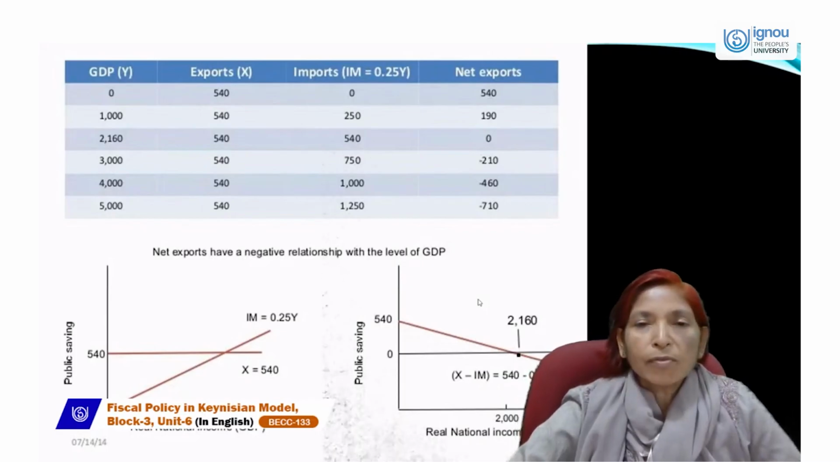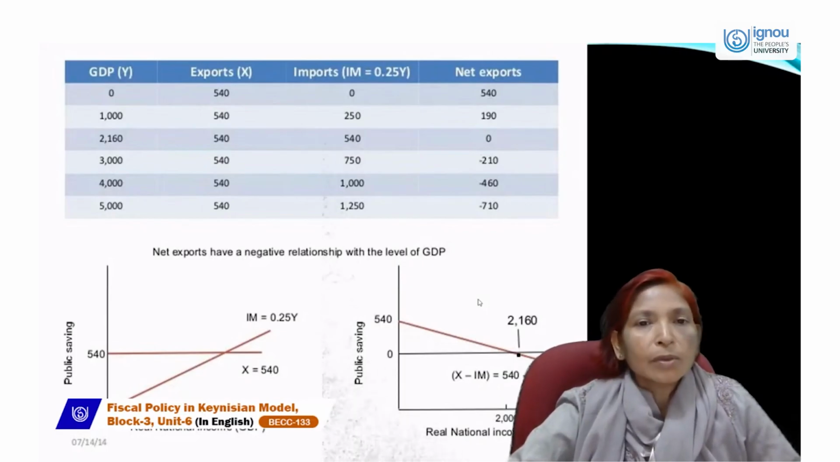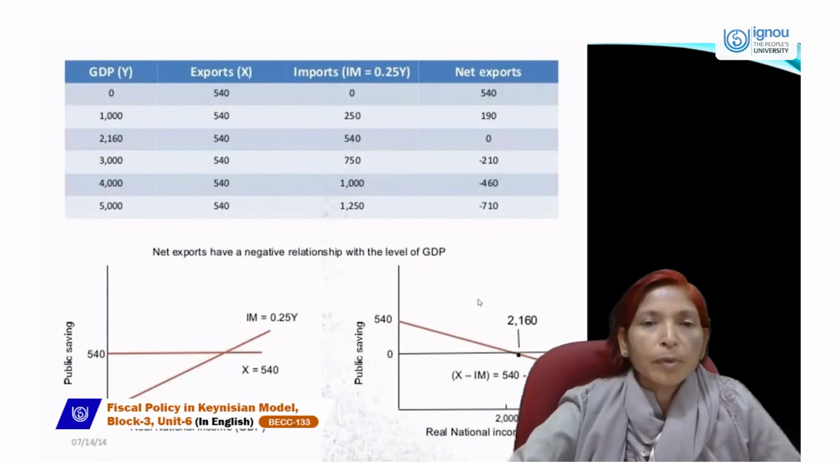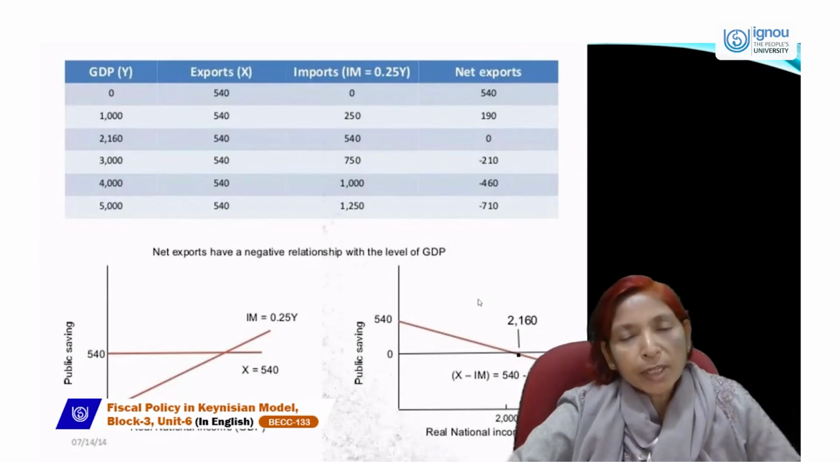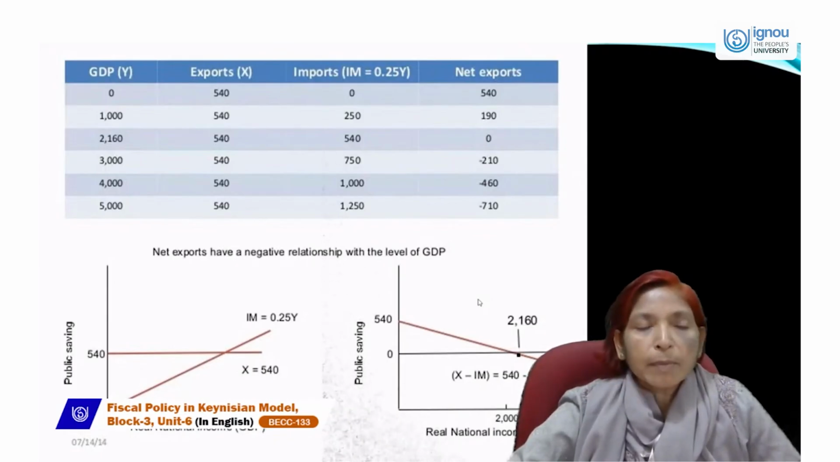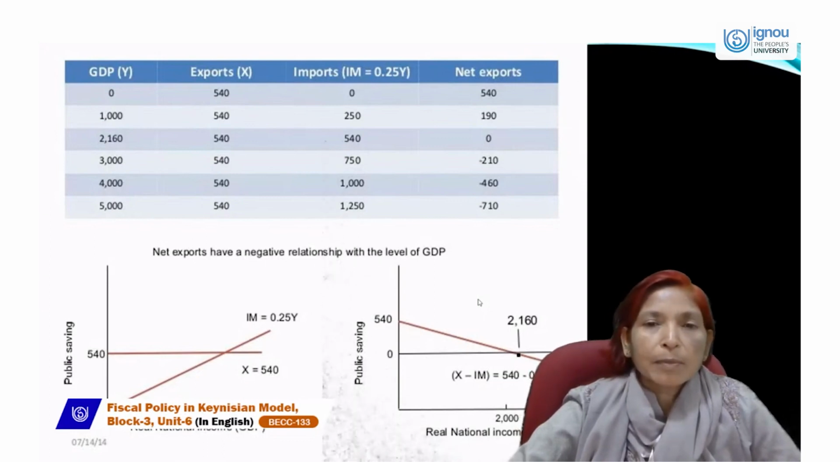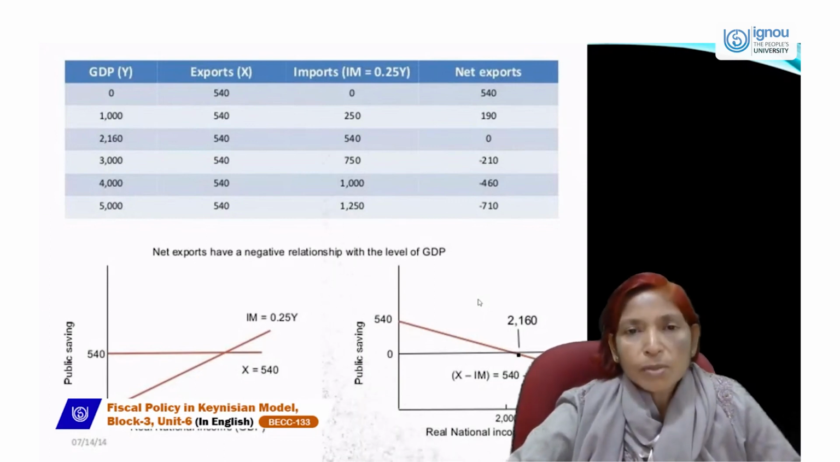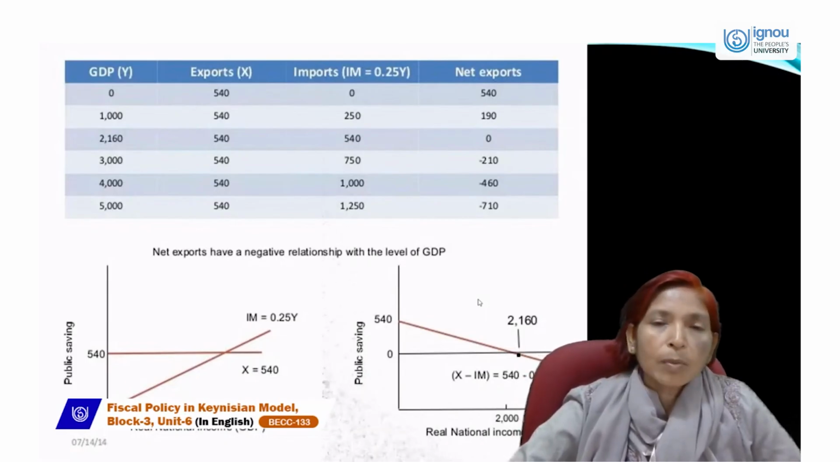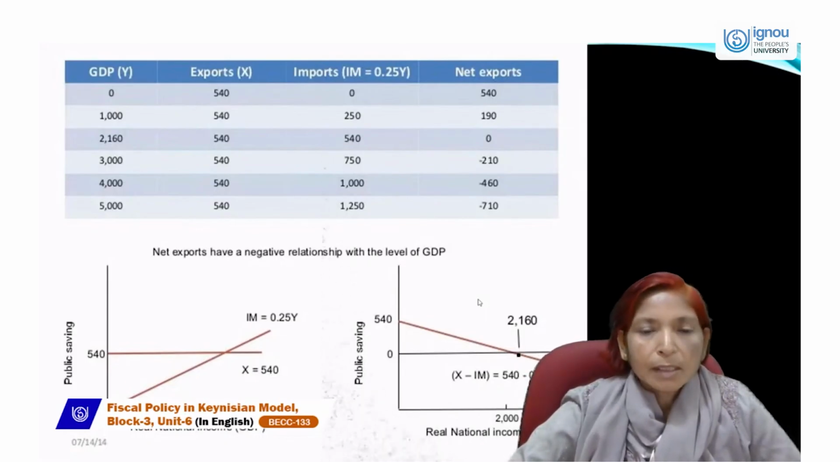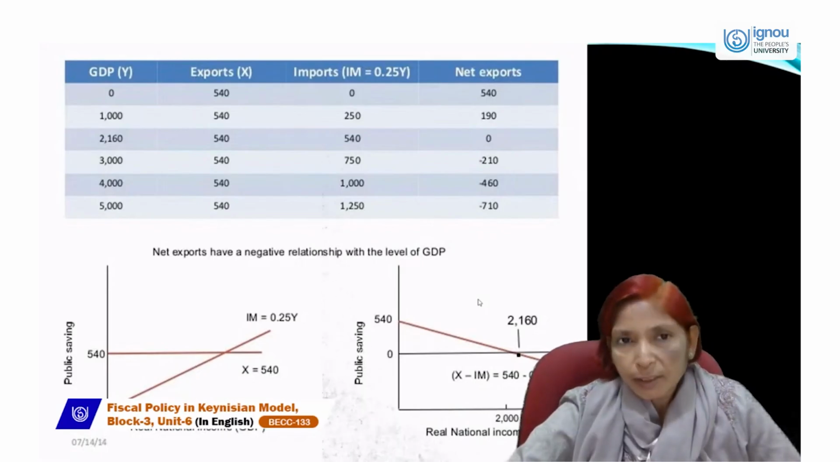So 0.25 multiplied by 0 gives 0. 0.25 multiplied by 1000, the import value will be 250. 0.25 multiplied by 2160, the answer will be 540. Then 0.25 multiplied by 3000, the value will be 750. Then 0.25 multiplied by 4000, the value will be 1000. And at last 0.25 multiplied by 5000, the value will be 1250.